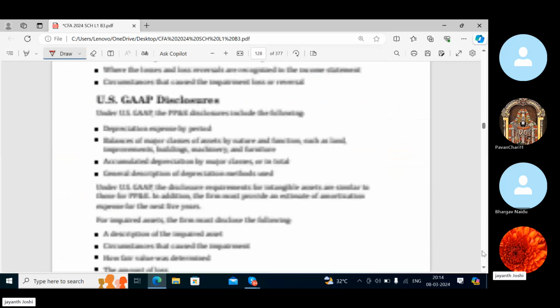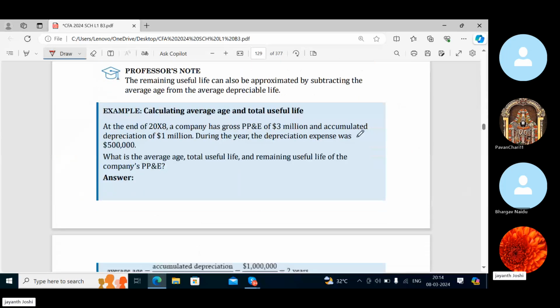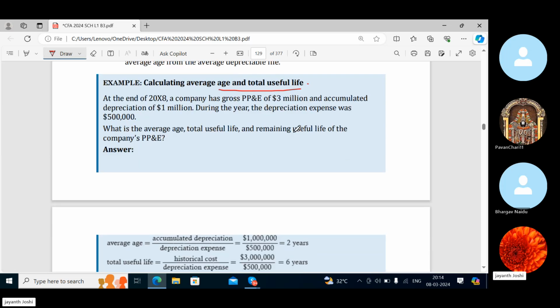What is the depreciation method? Question we saw, right? Now we'll do a question calculating average age and total useful life. See, both the standards we have covered, only disclosure requirements are there and something we have to discuss. See, at the end of 2008, a company has gross property, plant and equipment of $3 million and accumulated depreciation of $1 million. This is gross, we have to net it. During the year, the depreciation expense was $500,000. What's the average age, total useful life and remaining useful life of the company's PPE?